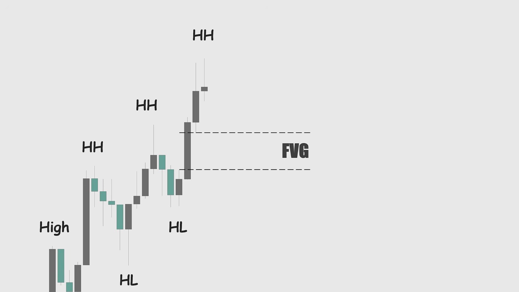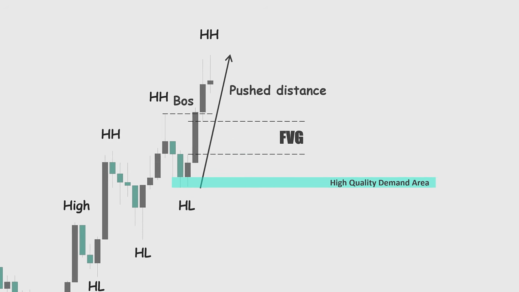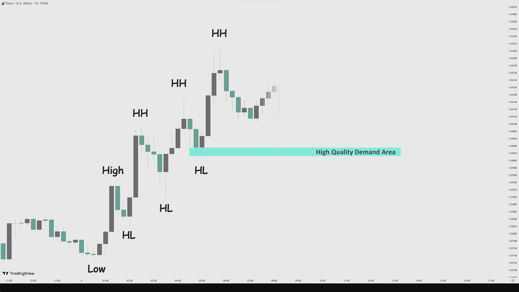It has created a fair value gap, broken through the previous market structure, and pushed the price higher by a significant distance compared to previous moves. Once the price retraces back to this zone, there is a higher probability that it will reject this area and continue moving upwards.